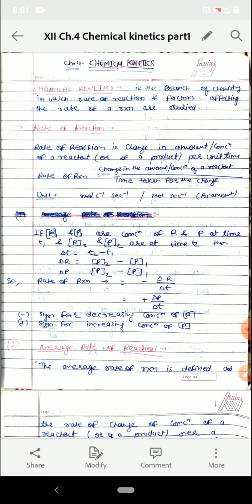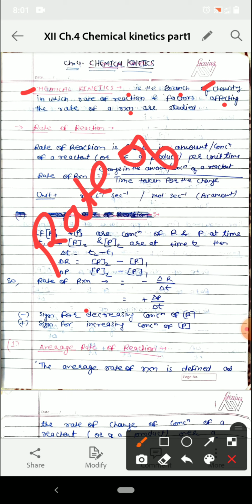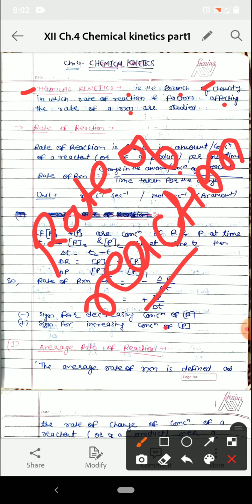Chapter is chemical kinetics. So the first question that arises in our mind after hearing the word chemical kinetics is: what is chemical kinetics? So chemical kinetics is the branch of chemistry in which the rate of reaction and factors affecting the rate of reactions are studied. Okay, so what do you mean by the rate of reaction? In simple words, if I explain, it is the speed of the reaction.